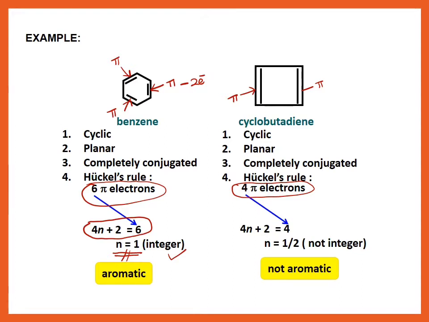While for cyclobutadiene, the value of n that we got here is 0.5 or half. So this is not an integer. It means that cyclobutadiene doesn't fulfill the fourth criterion of aromaticity. Okay, so dia tidak memenuhi syarat yang keempat. So that's why cyclobutadiene is not an aromatic compound. So actually cyclobutadiene is an alkene, right?